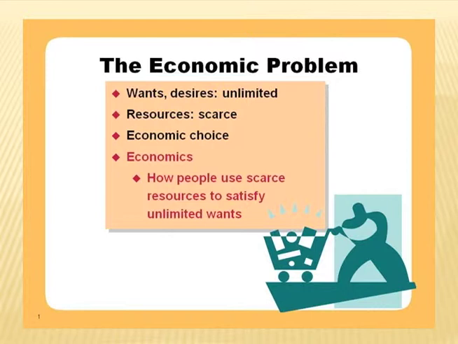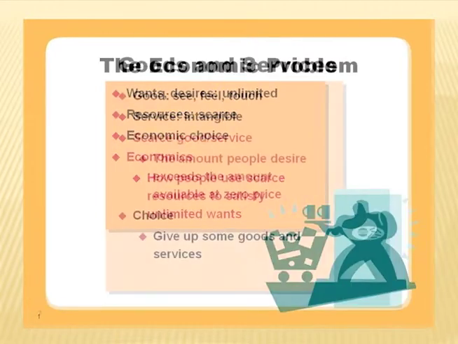So the basic economic problem can be referred to as scarcity, or it can be referred to as choice. And it arises out of the fact that humans have unlimited wants or unlimited desires for goods and services, but we live in a world in which resources are scarce. And so the study of economics is the study of how people make their decisions or make their choices about what goods and services will be provided in order to satisfy the unlimited wants and needs of people.